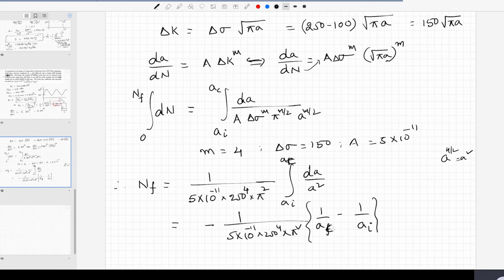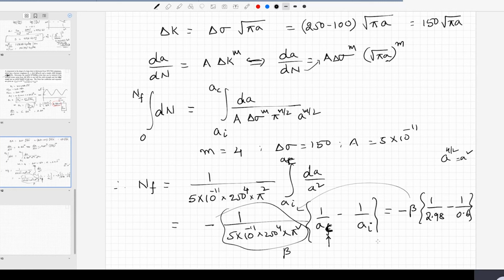So what was our AC? What is the length of the crack at which it actually fractures? That is 2.98. Whatever this factor is, I am calling it beta. So minus beta times 1 by 2.98 minus 1 by 0.6. You can calculate this beta value and then you find out this value will be 5,328 cycles.